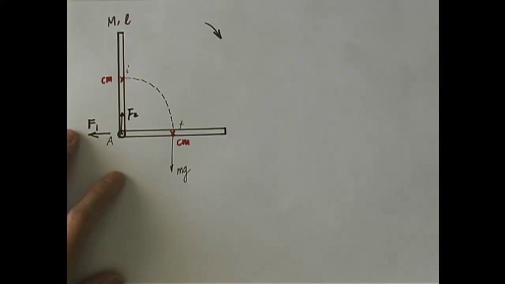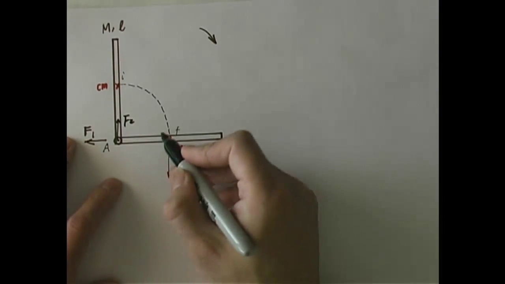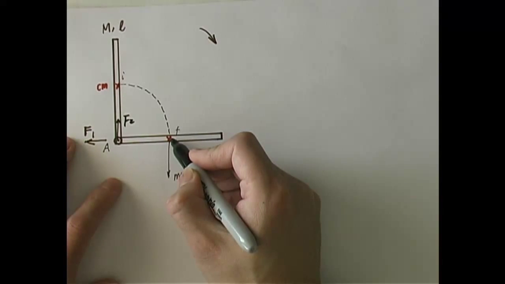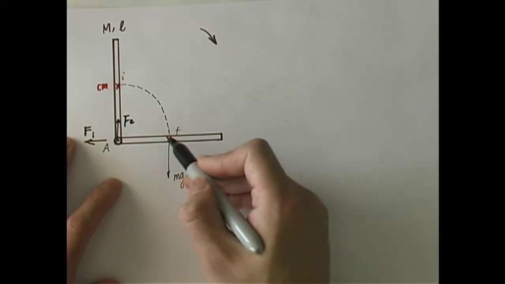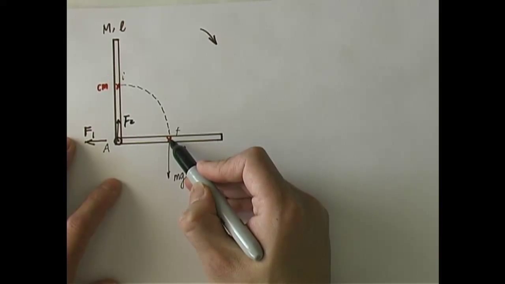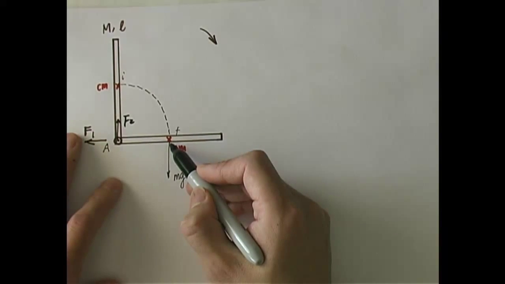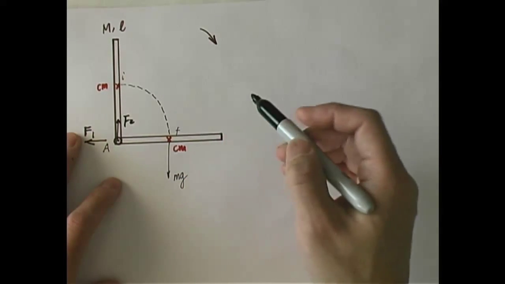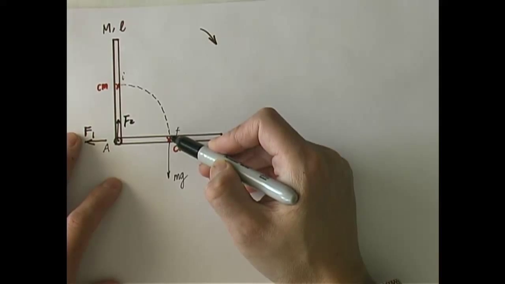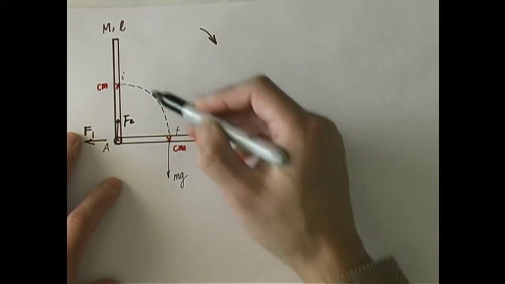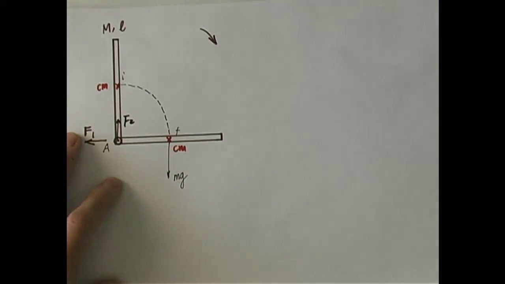Let's find F1 and F2. To find F1, the simplest thing to do is realize that F1 is what's necessary for the center of mass to sustain circular motion. So all we need to do really is to find the speed of the center of mass at this point. How do we do that? Well, the easiest thing to do is to use conservation of energy from here to there. Do not try to solve the torque theorem directly from here to there, because you're going to be dealing with a variable torque of gravity.